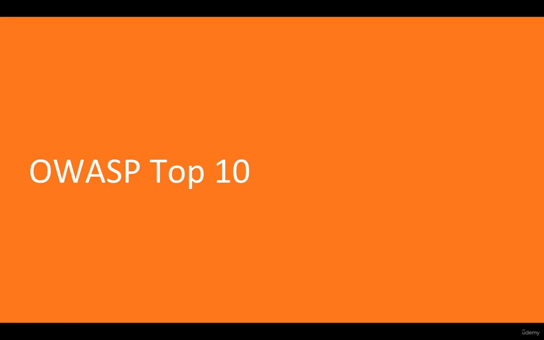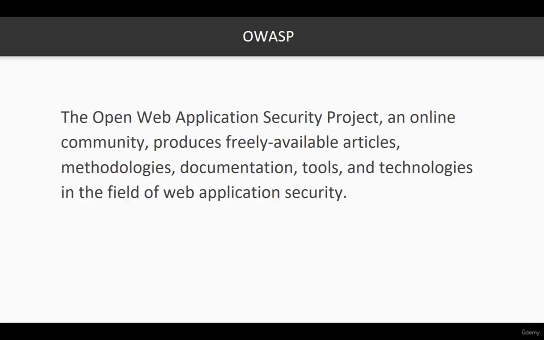In this video we are going to talk about OWASP and the top 10 vulnerabilities on OWASP. OWASP is basically the Open Web Application Security Project, which is an online community that produces articles, documentation, methodologies, tools, and technologies around web application security in particular.